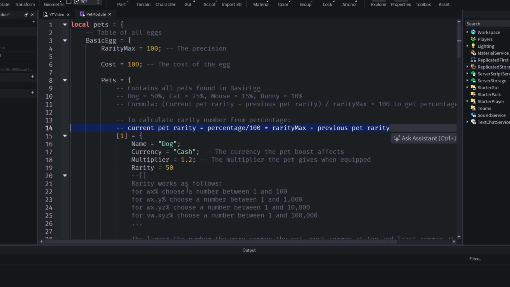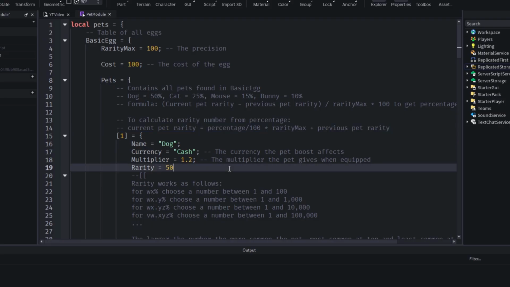And that's it for the pet module. It's more about the maths behind the RNG than the actual concept. So if you have any questions, let me know in the comments. It's a bit confusing to wrap your head around.